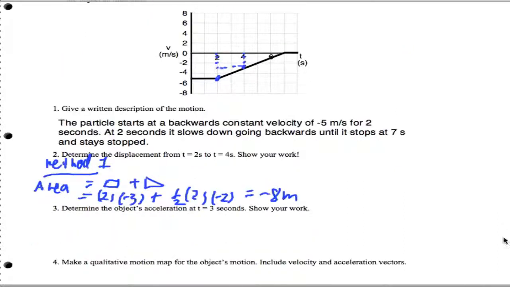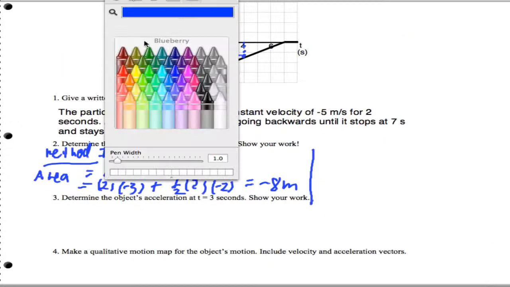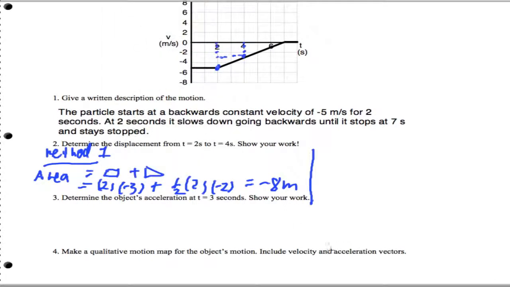Instead, we're going to do the displacement after doing part 3. We're going to go ahead and get the velocity. We're going to get the acceleration at 3 seconds. The way we get the acceleration is we're going to do the rise over the run. So we'll actually use these points here. This one is at 4, -3, and this one is at 2, -5. And we'll go ahead and get the slope in a second.